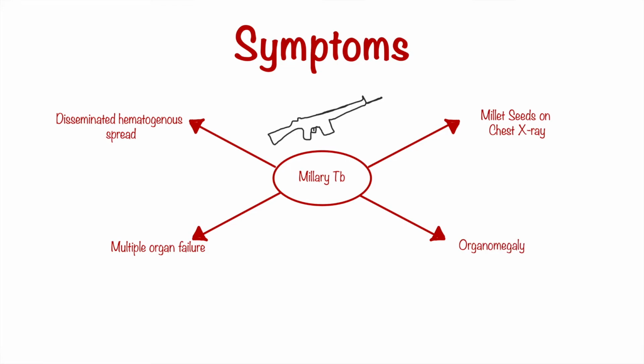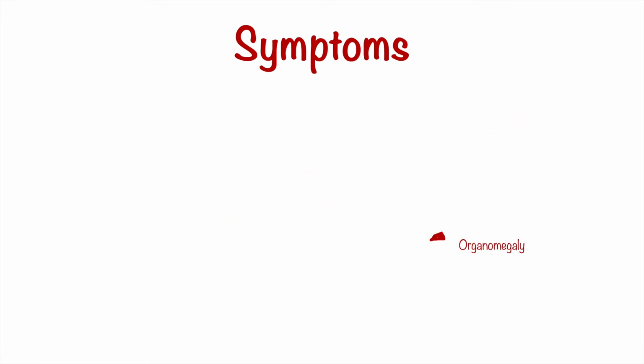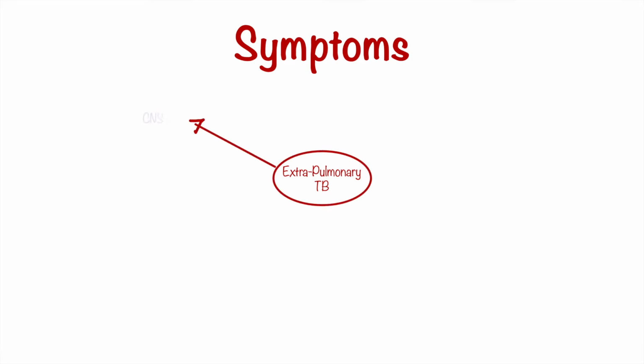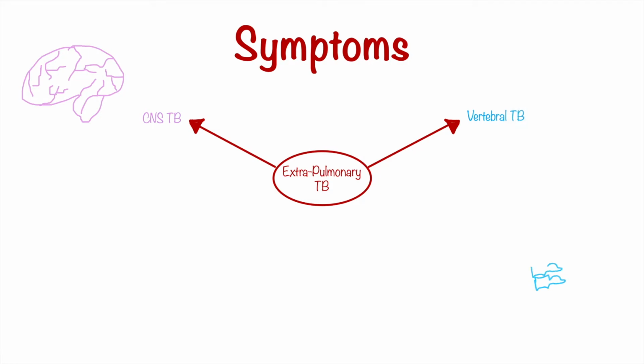So, these are the common forms of TB. Other extrapulmonary forms can include CNS TB, vertebral TB, and adrenal TB.